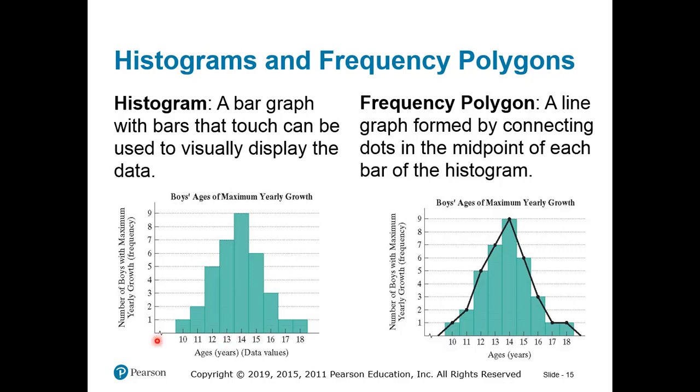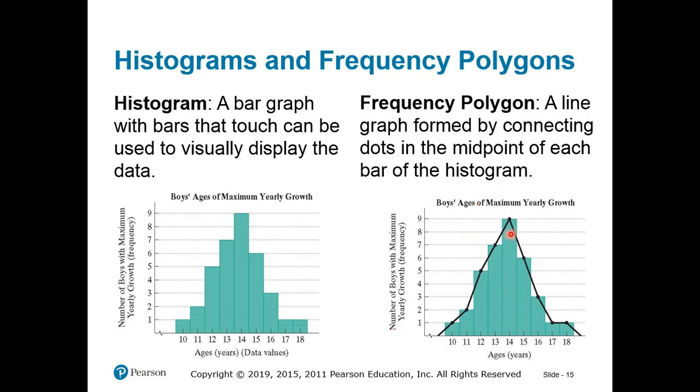But in this case here, it's ungrouped, so you just make sure the bars touch and all the numbers are centered. Okay, so this is the first data set that we're talking about. So this is an example of a histogram. Okay, now a frequency polygon.